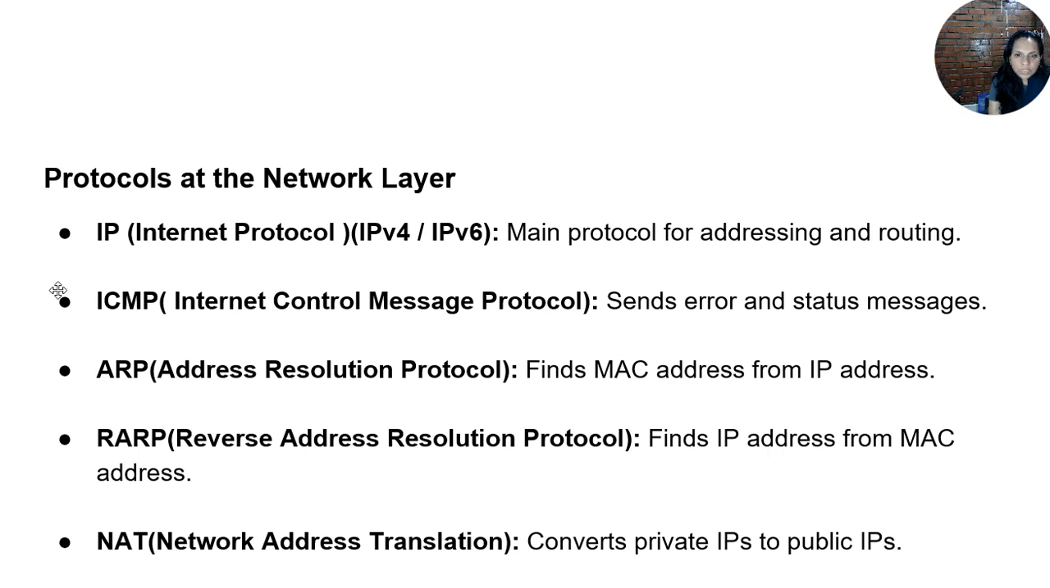Now protocols at the network layer: Internet Protocol, IP version 4 and version 6, ICMP, ARP, Address Resolution Protocol, RARP, Reverse Address Resolution Protocol, and NAT, Network Address Translation. There are two versions of IP, that is version 4 and version 6, the main protocol for addressing and routing. And ICMP sends error and status messages. ARP finds MAC address from IP address, and RARP is the reverse, that is, finds IP address from the MAC address. And NAT, the network address translation, converts private IP addresses to public IP.